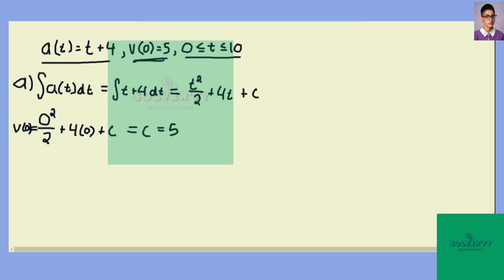So now from here, we can get our velocity with respect to time function to equal t squared over 2 plus 4t plus 5. And this will be our function for velocity.